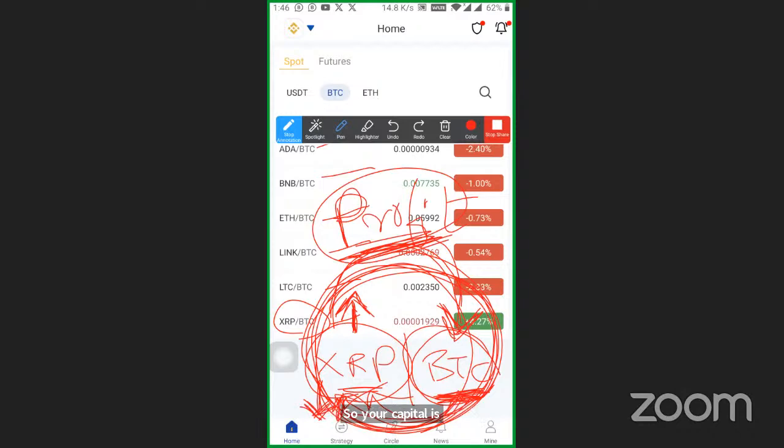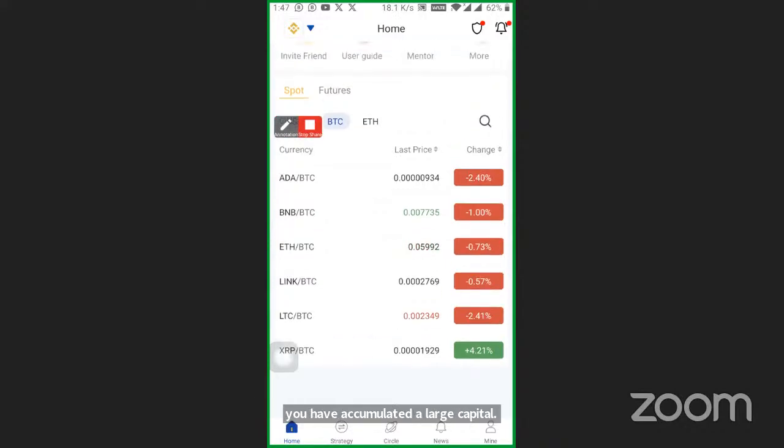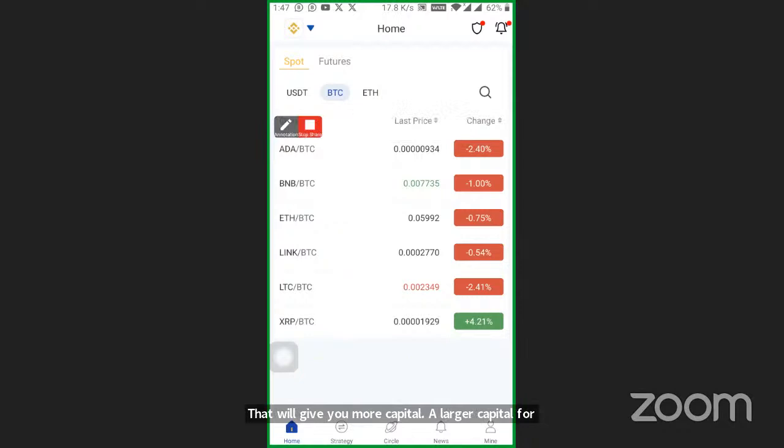So you can start any of these trades, even if you have a small capital. But if you keep it running for another 1 year or more, then you will realize that after completing 1 year, you have accumulated a large capital, because whatever capital you start with, you will be adding profit to it every day. That will give you more capital, a larger capital for you. So this is the formula behind Royal Q BTC accumulation.